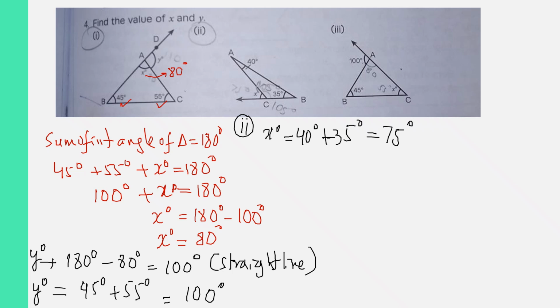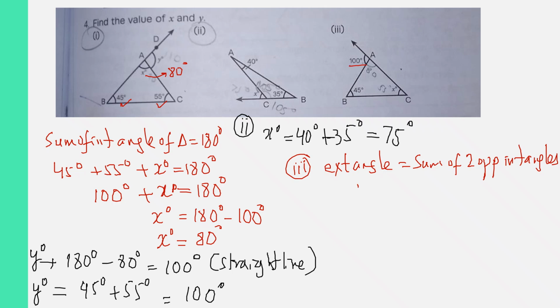Now moving to question part 3, here you have to find x, and it also can be done in two ways. Let's do both of the ways so that you understand it better. The first one is exterior angle is equal to the sum of two opposite interior angles, right? Now the exterior angle here is 100, so 100 degrees will be equal to, the interior angles are 45 and x, 45 degrees plus x degrees.